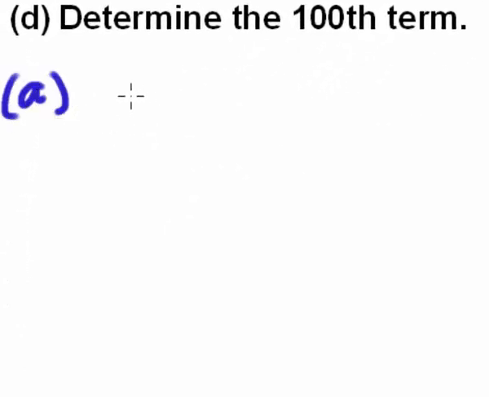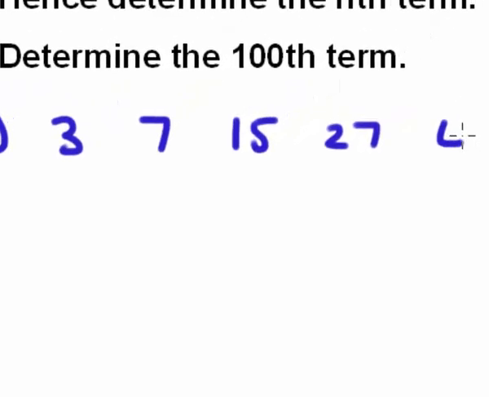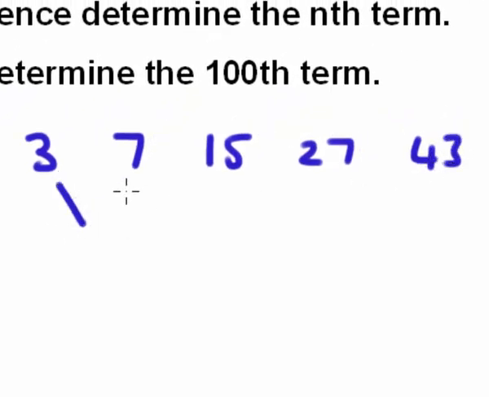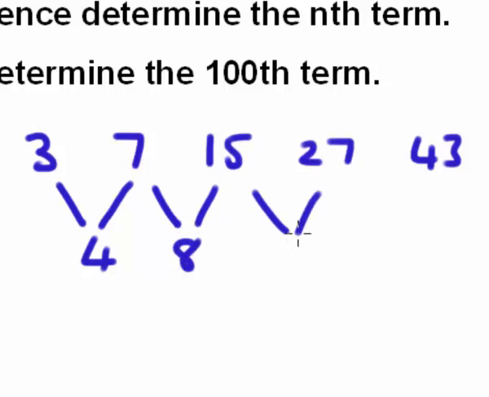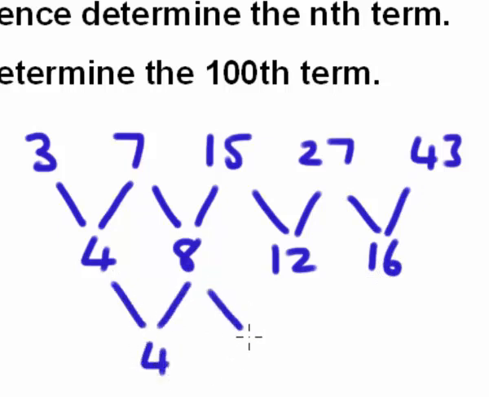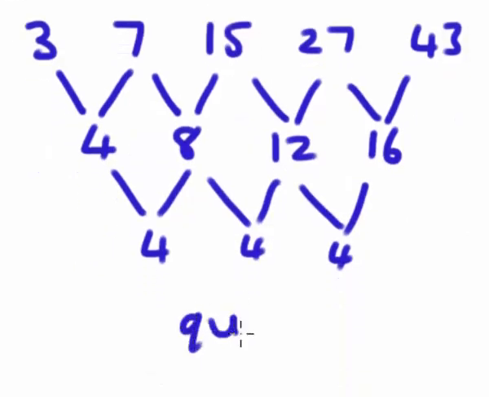So I'm going to write down the pattern there. It's 3, then it's 7, 15, 27, and 43. Okay, now let's show that it's quadratic. The difference there is 7 minus 3 is 4, 15 minus 7 is 8, 27 minus 15 is 12, 43 minus 27 is 16, and then 8 minus 4 is 4, 12 minus 8 is 4, 16 minus 12 is 4. So it's definitely quadratic now because there's a constant second difference.